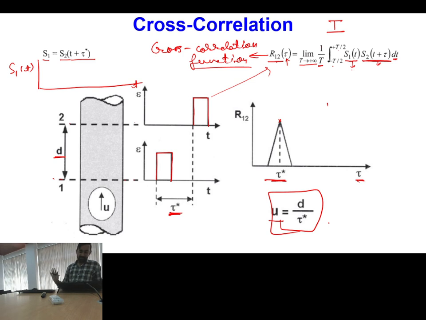Now you can expect a question in the exam where data is given of S1 as a function of time and S2 as a function of time, and you have to determine, say, velocity based on that data. No physical setup is given, nothing else is given, simply data is given.